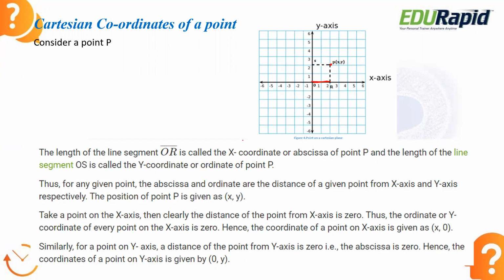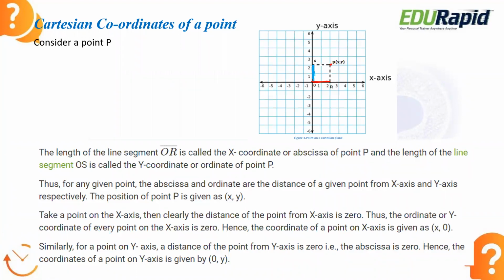This length is called the x-coordinate, or abscissa, of the point P, and the length OS, if you see this, OS, is called the y-coordinate, or what do you call that otherwise? It is called an ordinate.